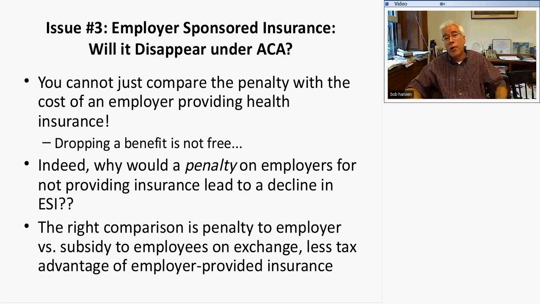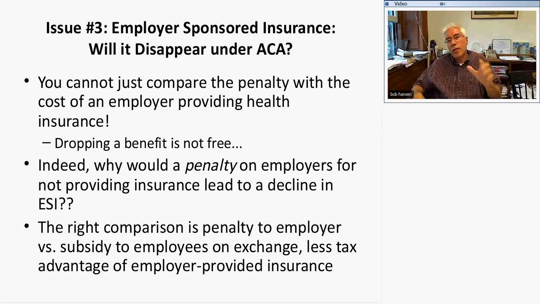Number 3, employer-sponsored insurance. Again, most of us in this country get our health insurance through our employer. 55% of the U.S. population gets insurance through their employer, 15% gets it through Medicare, again the elderly and disabled, and 16% get it through Medicaid. And the rest are uninsured.